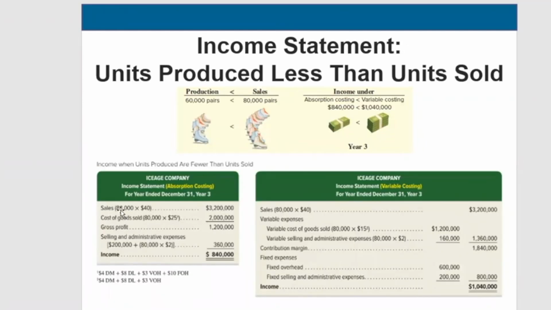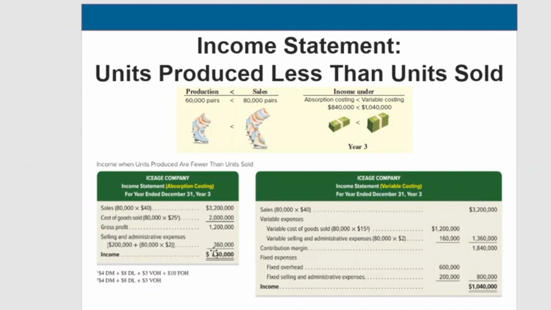Sales, we sold 80,000 pairs of skates at $40 apiece. That's $3.2 million on both income statements. Cost of goods sold now, folks: $25 per unit. And I think you know where that came from. We've already talked about it a couple of times. Gross profit, then you take out your selling and administrative to get $840,000.